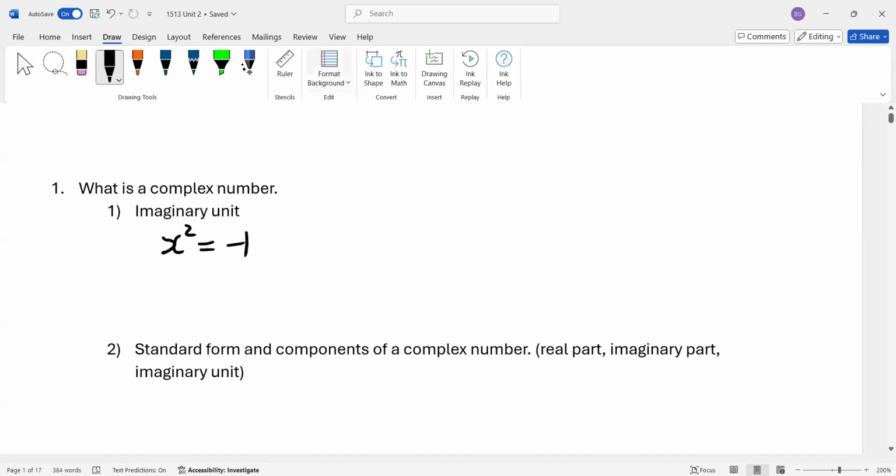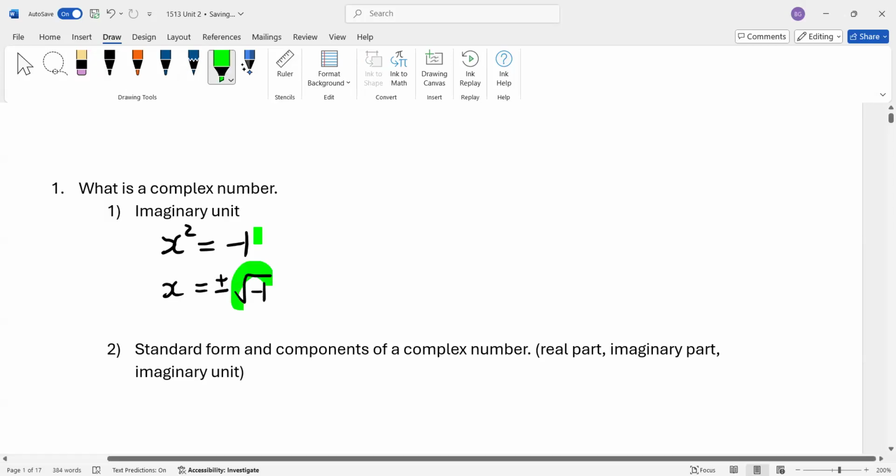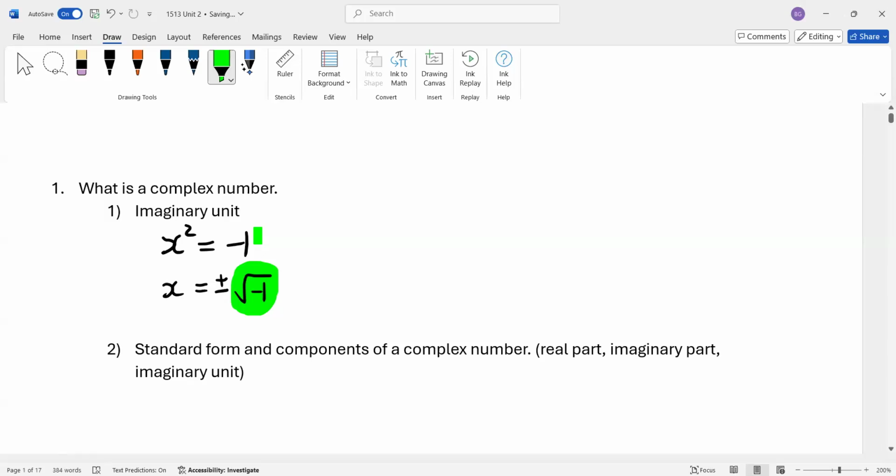X equals the square root of -1. Okay. Now what is square root of -1? And by the way, plus minus. Okay, this equation has two solutions. And what is square root of -1? Isn't it just i? Okay, so you are ahead.